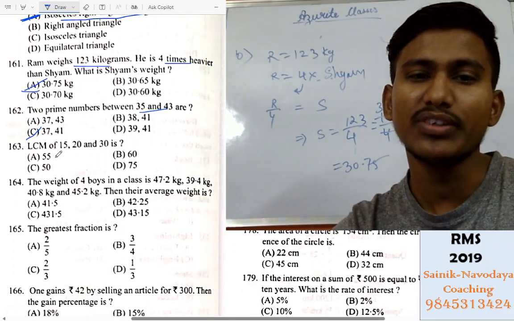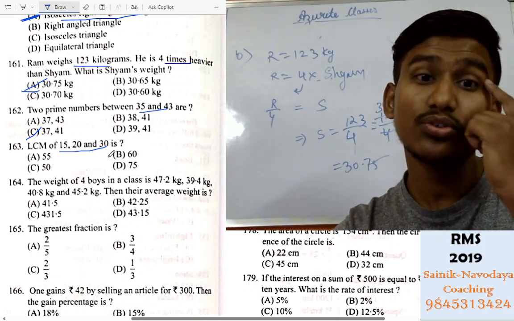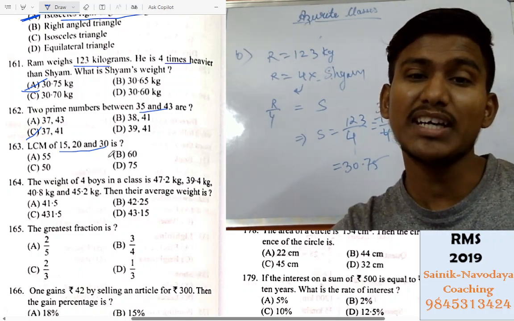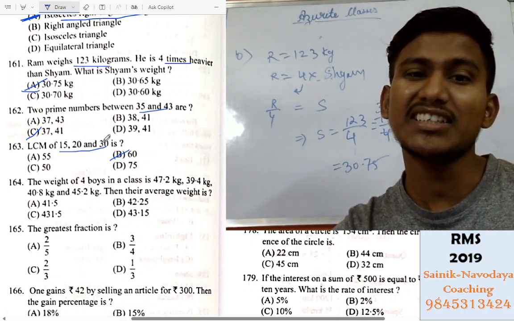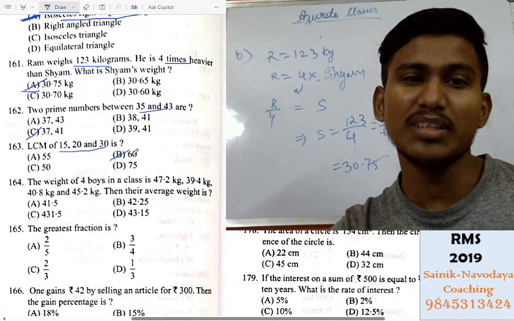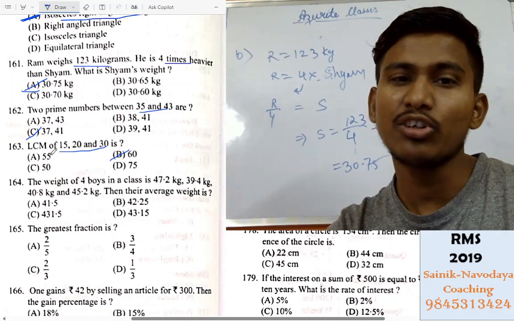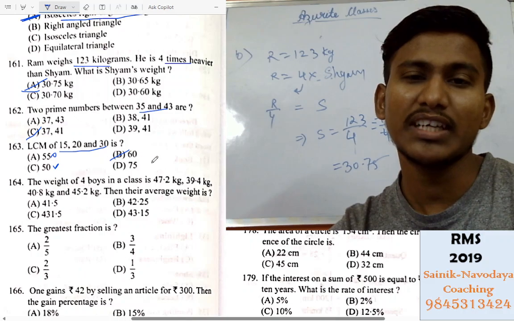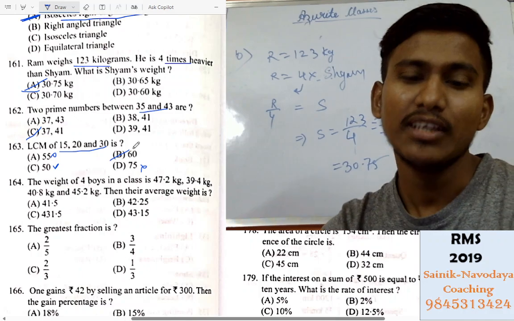Next, LCM of 15, 20 and 30. What will be the LCM? 60 will be the answer. Option B. 15 4s are 60, 20 3s are 60, 30 2s are 60. You can find it because 55 will not be divisible by 15, 50 is also not divisible by 15, and 75 is not divisible by 30. So that is why they are not the answer. Option B is the answer.